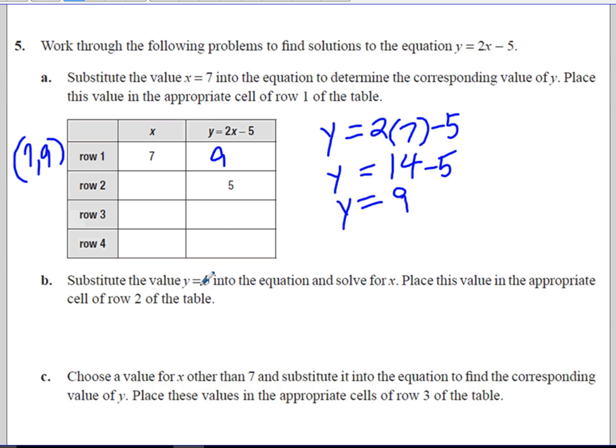Now it's asking us to use 5, but notice we have to put it in the y spot, not in the x spot, because it's y equals 5, and that's by itself. So 5 equals 2x minus 5. So to solve it, we'll add 5 to both sides.